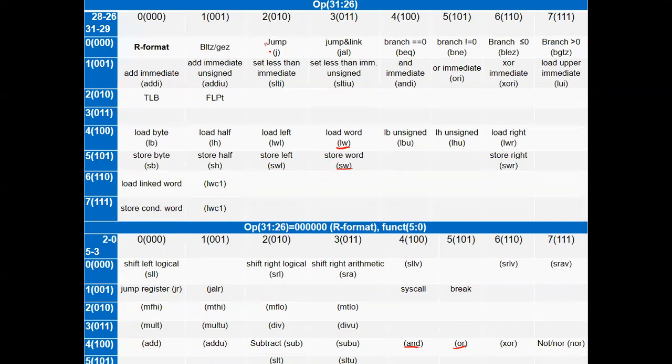Also the jump and the branch equal. The branch equal is 0, 0, 1, 0, 0, 0. And the jump is 0, 1, 0, 0, 0, 0. These are different outputs that we use many times, so it's good to mention them here.